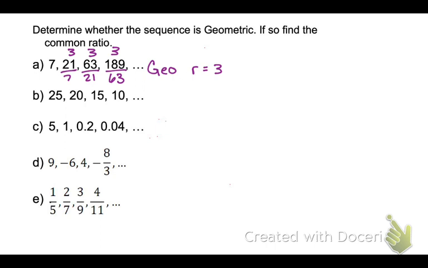So 25, 20, 15, 10. Divided by 25, divided by 20, divided by 15. If I reduce the first one, I get 4/5. And if I reduce the second one, I get 3/4. Is this geometric? No, it is definitely not geometric, but it would be arithmetic, and the difference would be -5, and we could go from there.